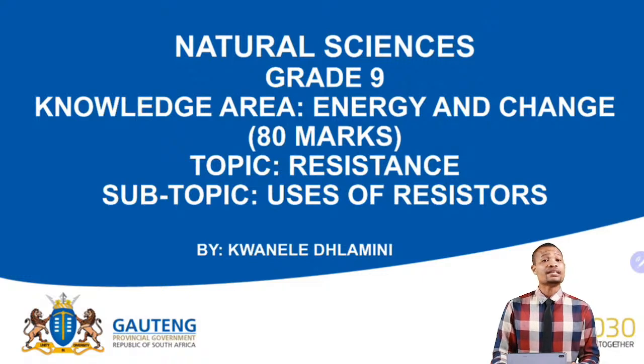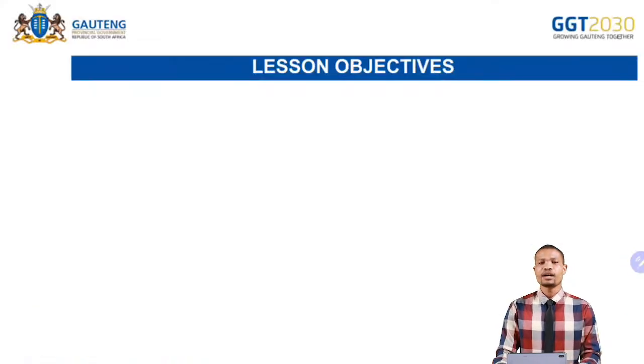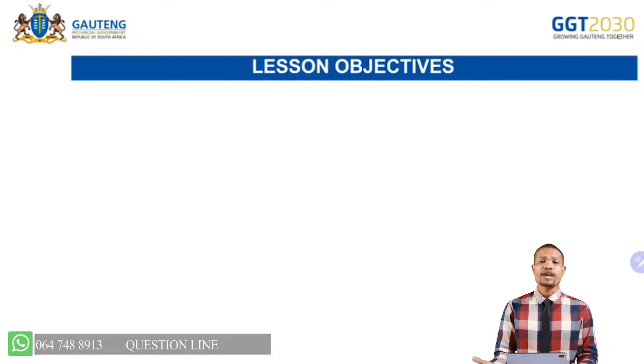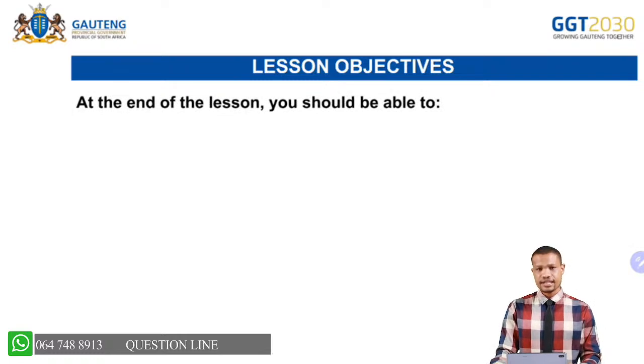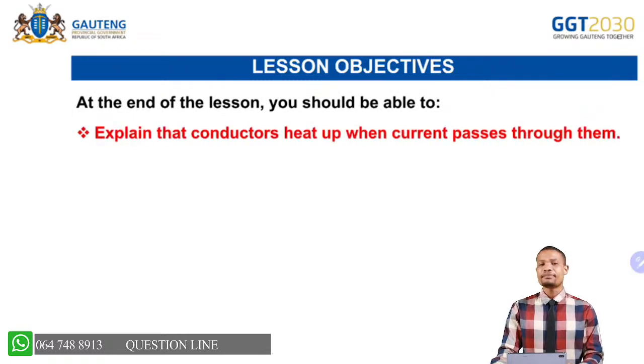So let's begin. What's the point of this lesson? What are we trying to achieve? What's the goal for this lesson? We are trying to ensure that by the end of this lesson, you should be able to explain that conductors heat up when current passes through them.